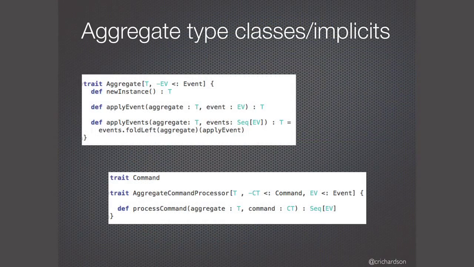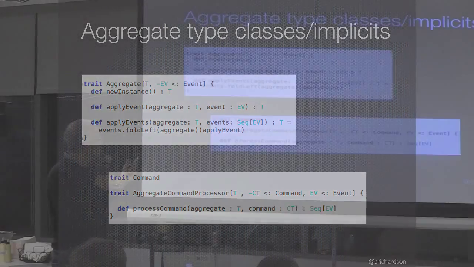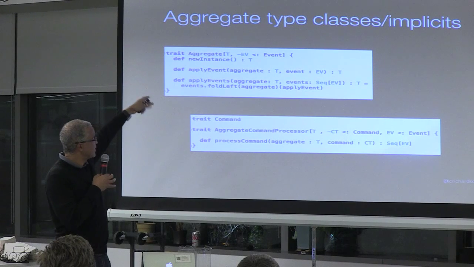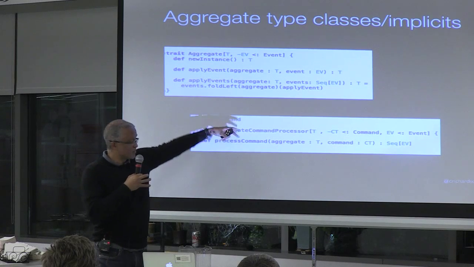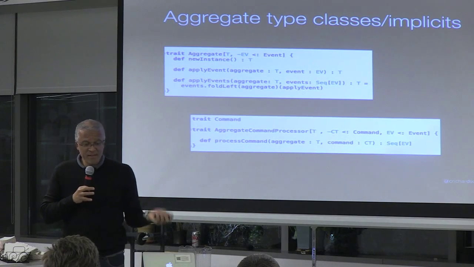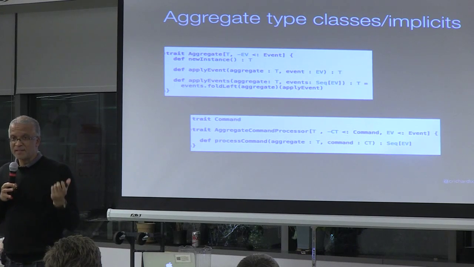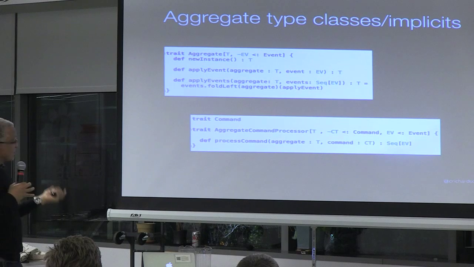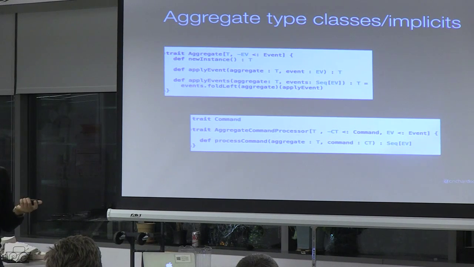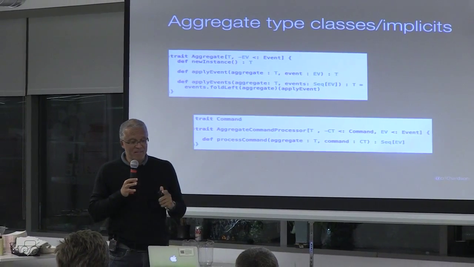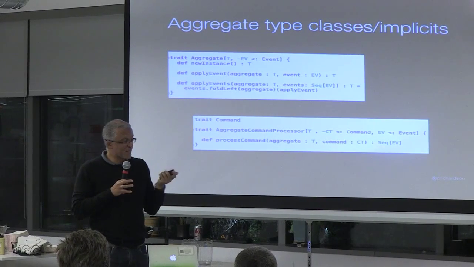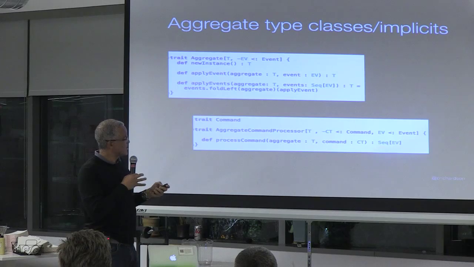And then recently, I've been working on a more pure functional approach. And that actually has similar kinds of traits. So like Aggregate, which has apply event, and you see apply events is doing a fold over the event stream. And then there's the command processor with the process command. But rather than the actual domain entities or domain aggregates implementing these interfaces, they function as implicits, or kind of like multi-parameter type classes, which is a concept in Haskell, but not so much in Scala.